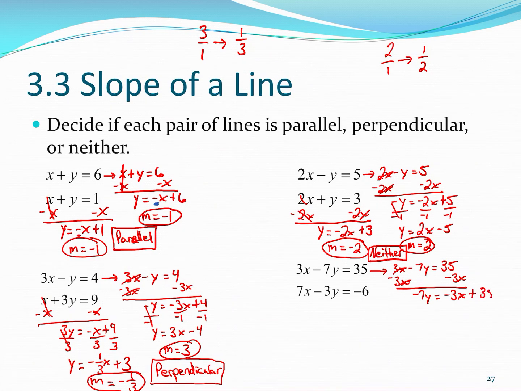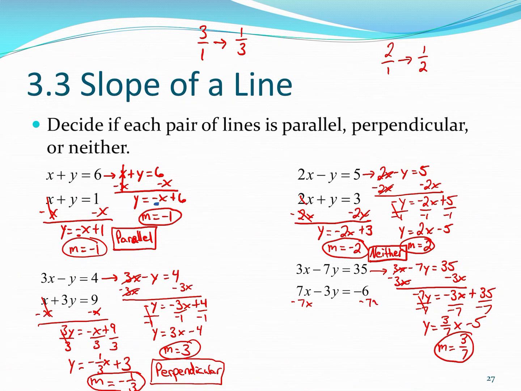And we'll get negative 7y is equal to negative 3x plus 35. And we'll divide by negative 7. And we get y is equal to 3 over 7x. It is positive because negative 3 divided by negative 7 is a positive. Minus 5. So the slope of that line is 3 over 7.